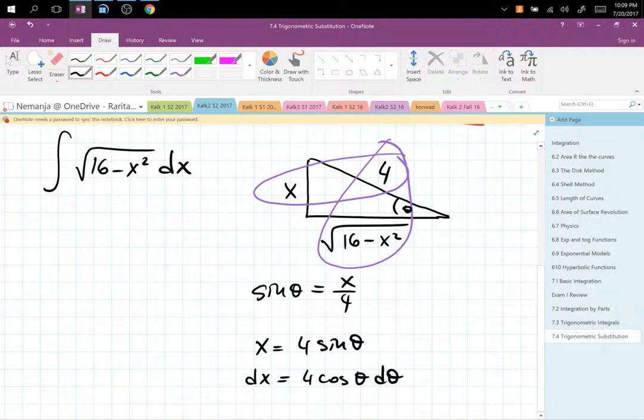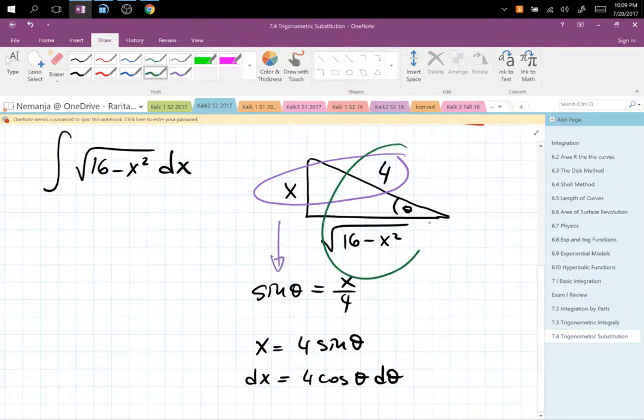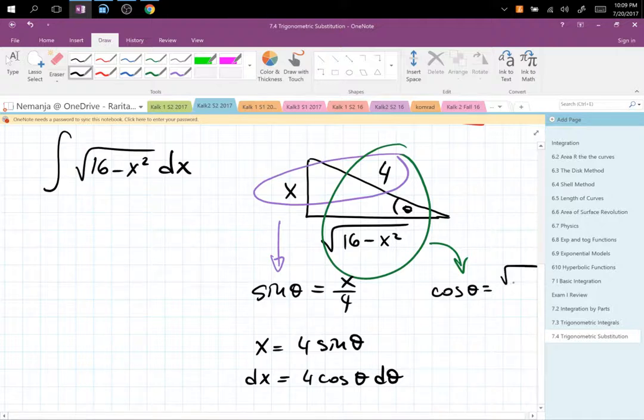So one of these will always give you x, and you immediately differentiate, because you know the substitution method: you have to substitute x and you have to substitute dx, right? With du. In this case, you're substituting dx with d theta. To get the second circle, you know what, I'm going to color code them. So this was a purple one, and the second one will be the green one. The green one is going to give us cosine theta, which is the square root of 16 minus x squared over 4, from where the square root of 16 minus x squared is equal to 4 cosine theta.